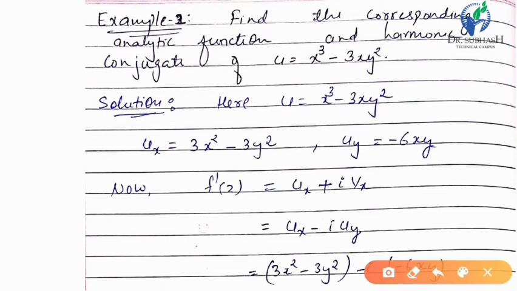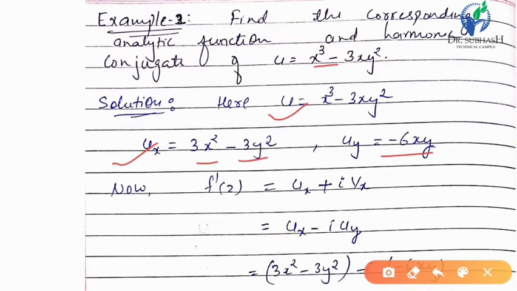Find the corresponding analytic function and harmonic conjugate of u equal to x cube minus 3xy square. See here again there are two questions. First we will find the analytic function and then we will find its harmonic conjugate. Now first we differentiate this u with respect to x and with respect to y. So ux will be equal to 3x square minus 3y square and uy will be equal to minus 6xy.